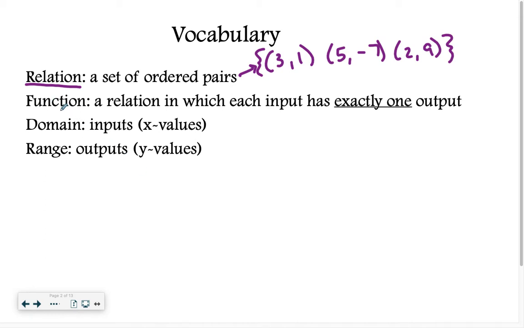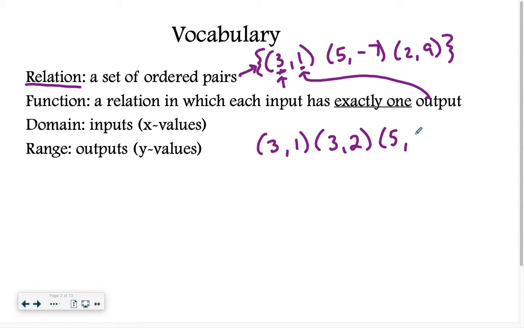Now, a function is a relation in which each input has exactly one output. So if you look here, I have a 3, and the output is 1. Input is always going to be your x values, and output is always your y. An example is if I had (3, 1), and then say I had (3, 2), and then (5, -7) again, and let's say I still have that (2, 9). So it's pretty much the same set that I already had.